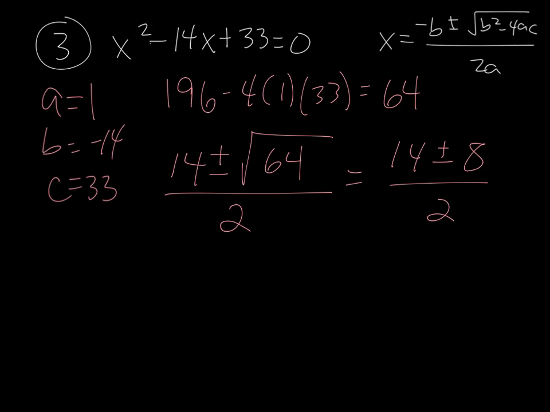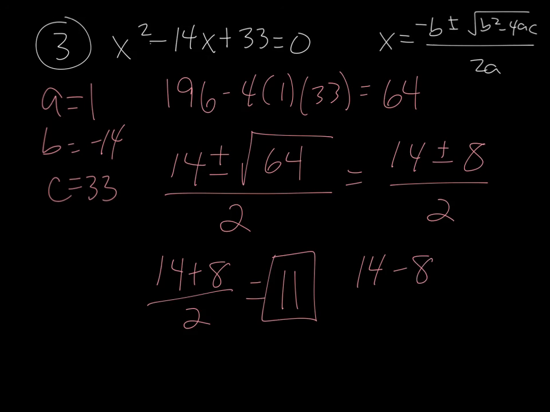Since I don't have a square root left, I can go ahead and find my answers. So the first answer is 14 plus 8 divided by 2, which is 22 divided by 2, which is 11. And then my second answer is 14 minus 8 divided by 2, which is 6 divided by 2, which is 3.